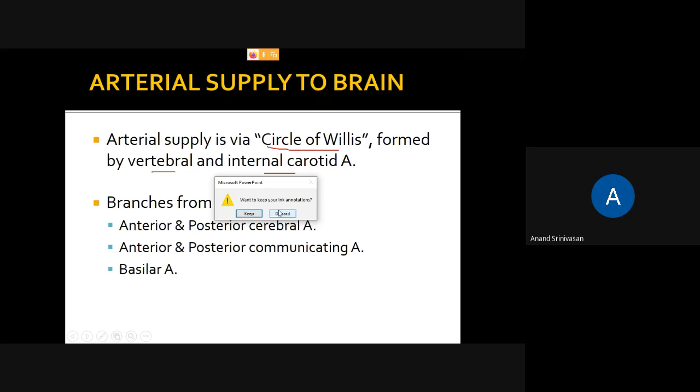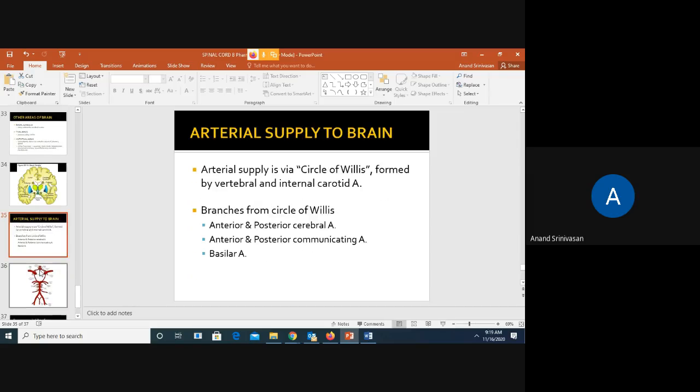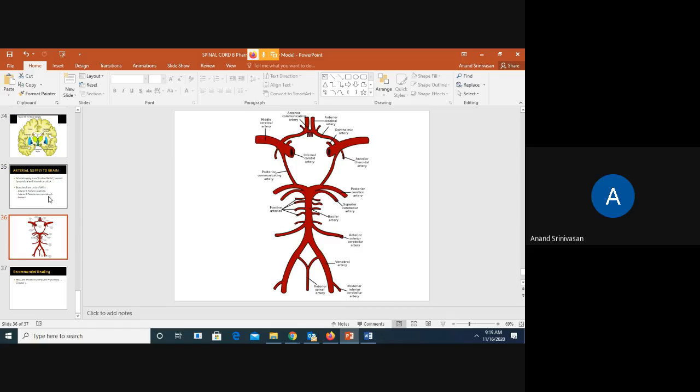Yes. So here you can see anterior and posterior cerebral arteries, anterior and posterior communicating artery, and basilar artery. All right. So with this, we come to the end of the cerebrum.